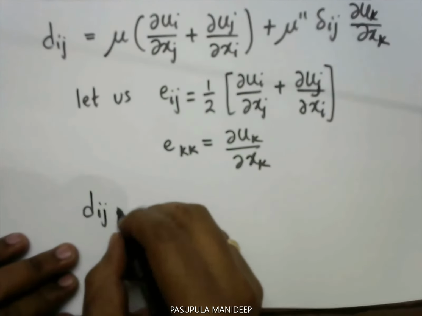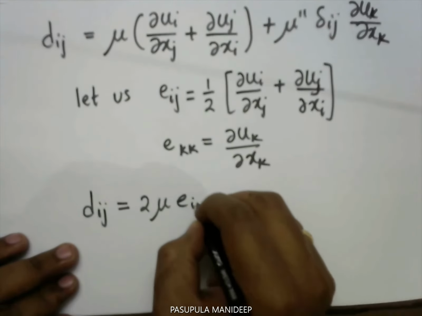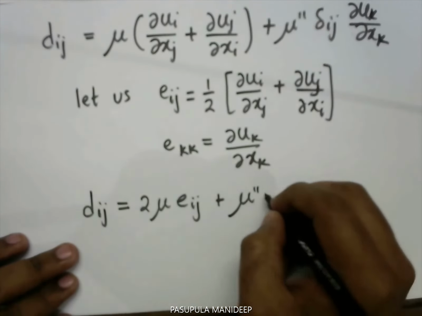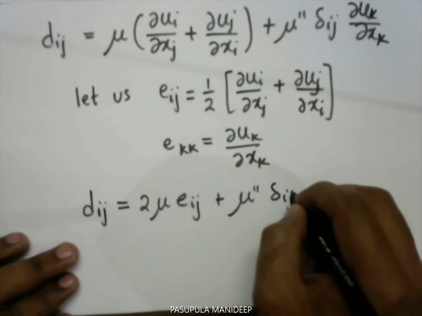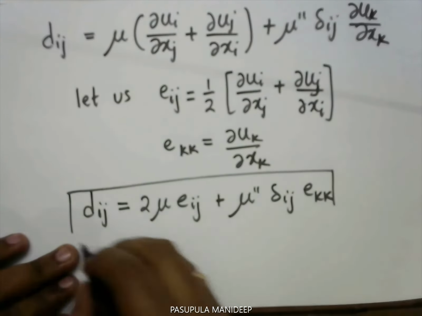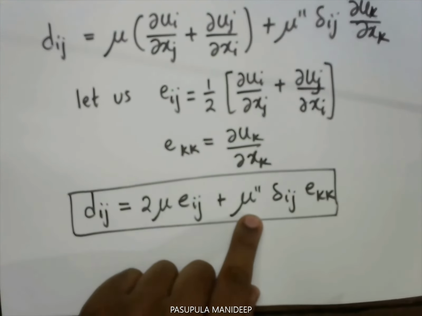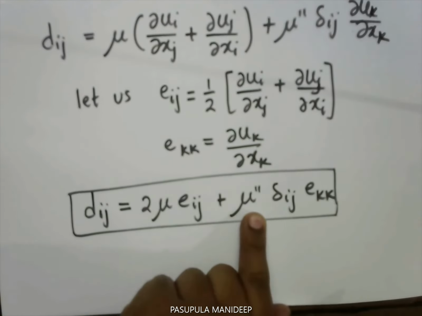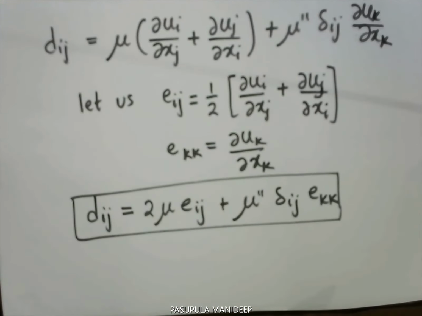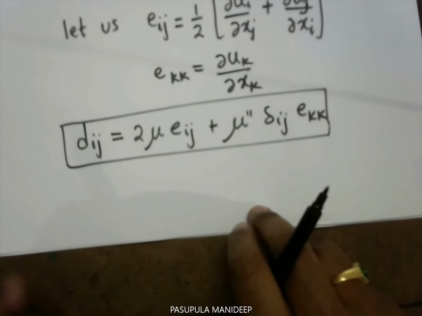That will be equal to dij is 2 mu eij plus mu double prime of delta ij into ekk, right? Now we want to get rid of this mu double prime term, because we don't want mu double prime in our final Navier-Stokes equation. So let us get rid of that term.